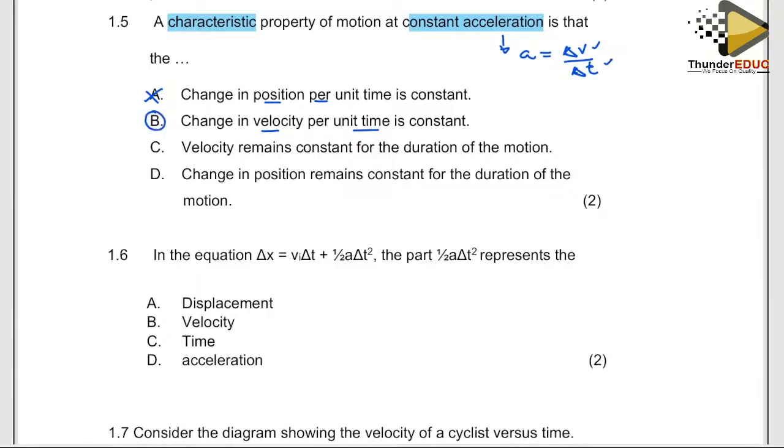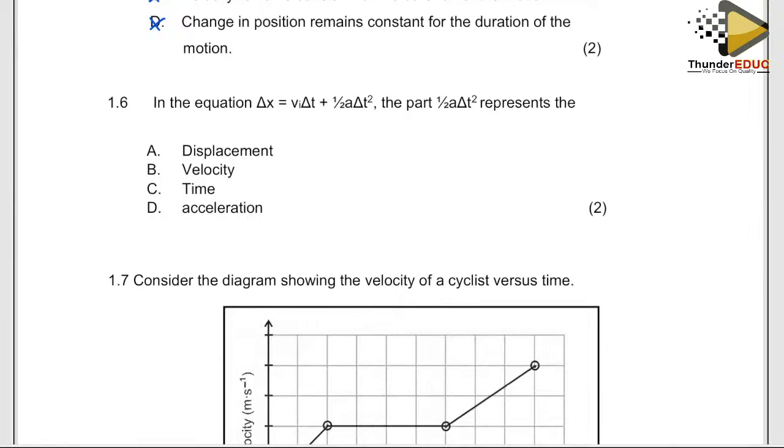Then C says velocity remains constant for the duration of the motion, which is incorrect. If velocity remains constant for the duration of the motion, it means your acceleration is going to be zero, right? Then D also says change in position remains constant for the duration of the motion, so this is also incorrect. It means the object is not moving, right?